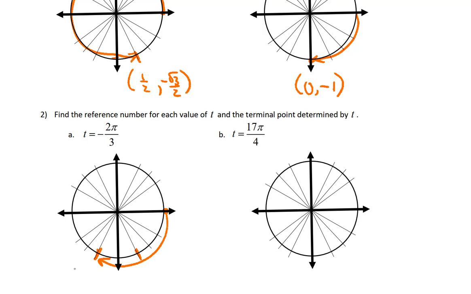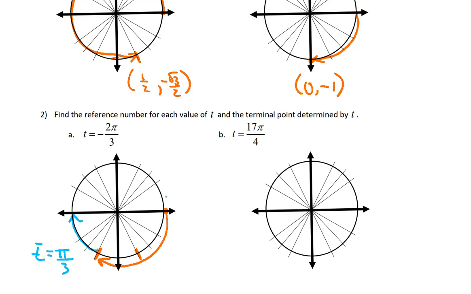We want to find the reference number for those. Remember, the reference number is the shortest distance from that place to the x-axis, which would be continuing on. And that t-bar value would be 1/3 of a pi, so it'd be pi over 3. That distance is 1/3, right? Think of it as 1/3, 2/3, 3/3 to make up the whole pi at the bottom half there. So pi over 3 is it for the reference value.